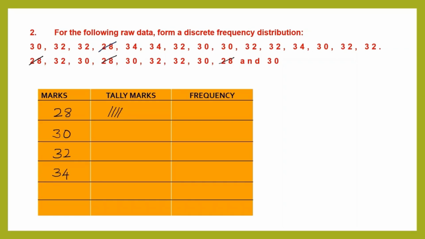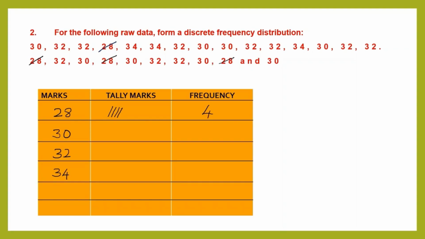So the 28 has been repeated here 4 times. Now frequency is the number of times this mark has been repeated. So that is based on the tally mark. How many times do you have? 1, 2, 3, 4. So the frequency is 4. So we finished with 28.